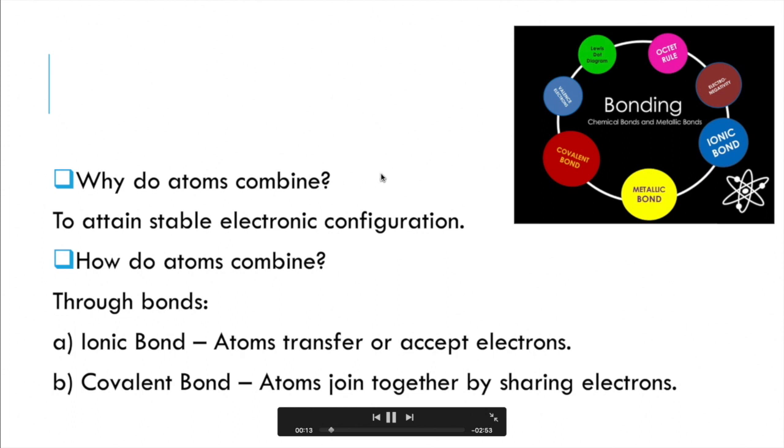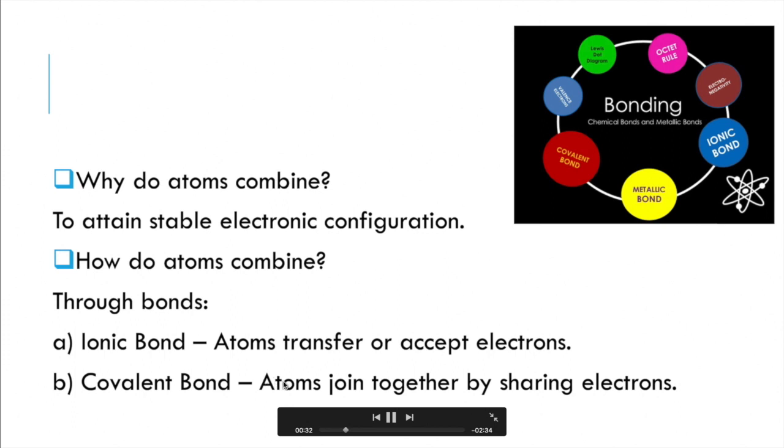In the outermost valence shell of an atom, there are a maximum of 8 electrons, and in order to complete this octet, they have a strong tendency to combine among themselves to acquire the stable electronic configuration of the nearest noble gas. Now that we know why atoms combine, let's go through how they do this.